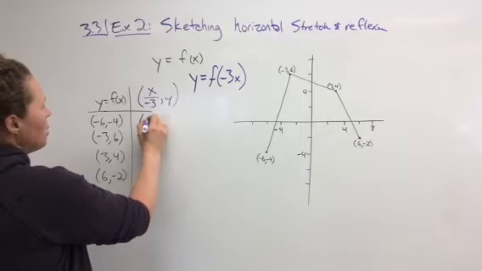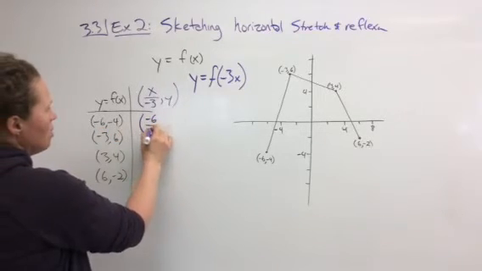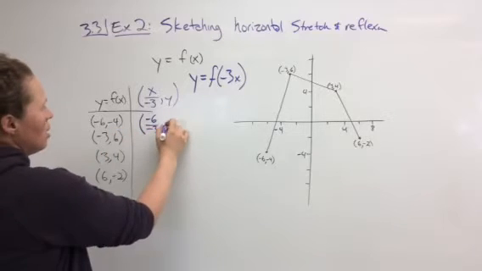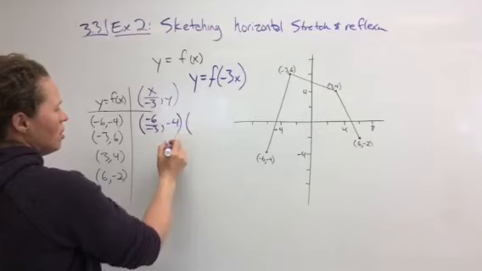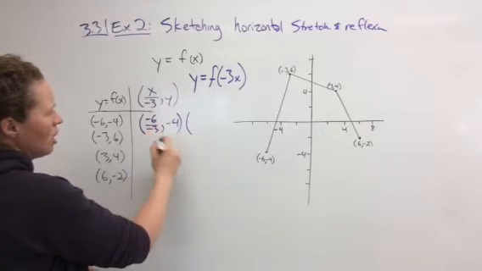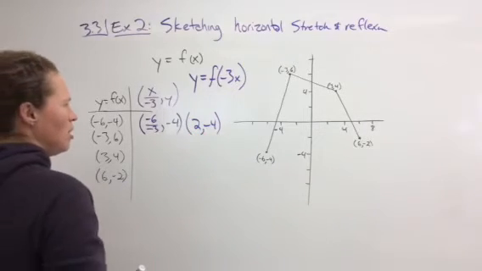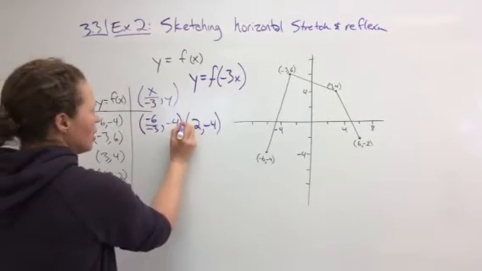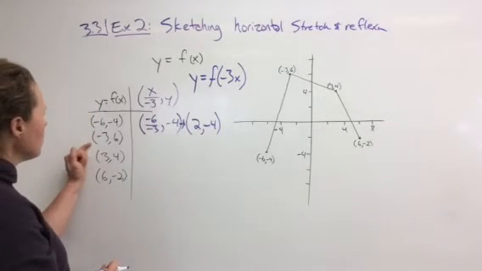So my new point is going to be -6, because that's my x value, divided by -3, and -4 just stays the same. So my new point is going to actually equal -6 divided by -3, which is 2, and -4. So that's going to be my new point. I'll just make a little arrow here so you know that it went from there to there.